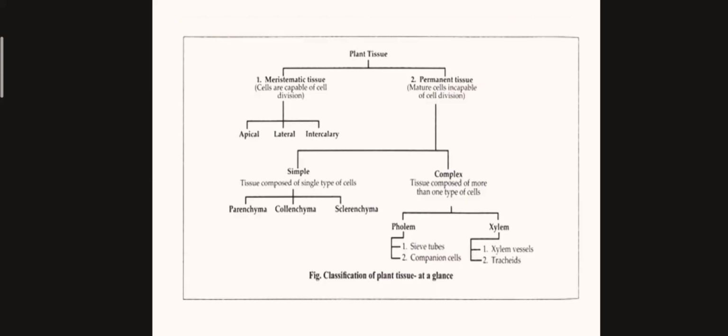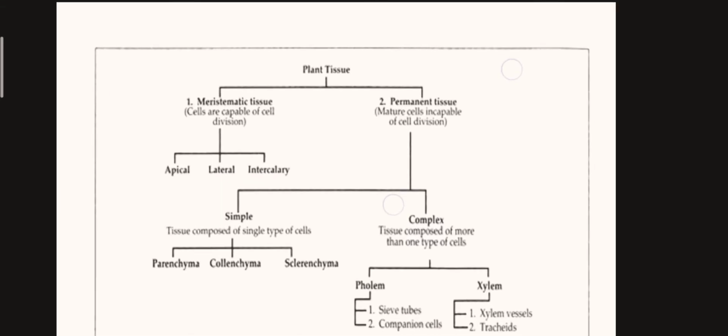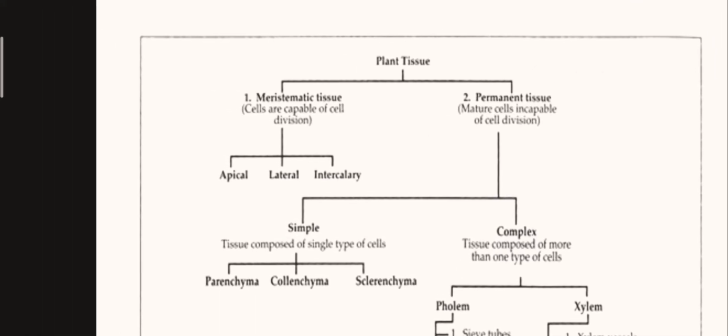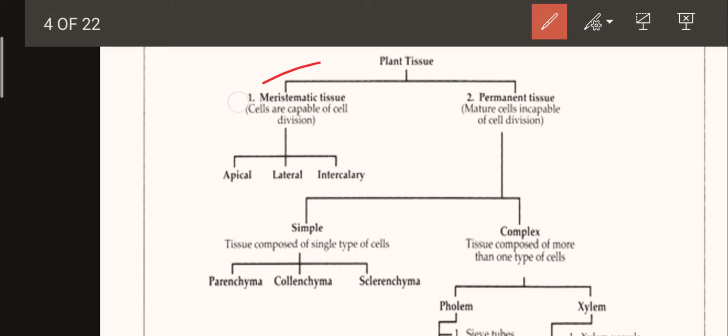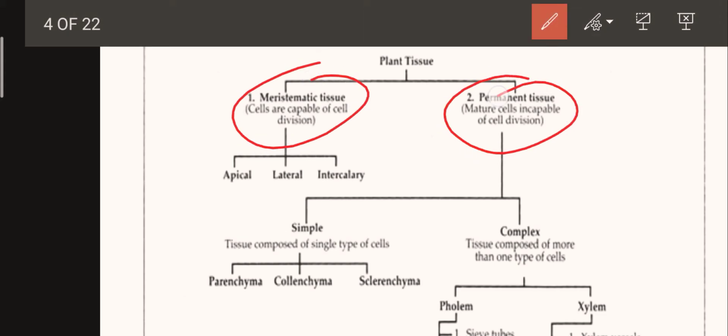This is the schematic representation of plant tissues. They are divided into two types, the meristematic tissues and the permanent tissues. The meristematic tissue is the tissue which is made up of cells capable of rapid division, like apical, lateral and intercalary, though they have been classified depending upon the different aspects. We will talk about it later on.